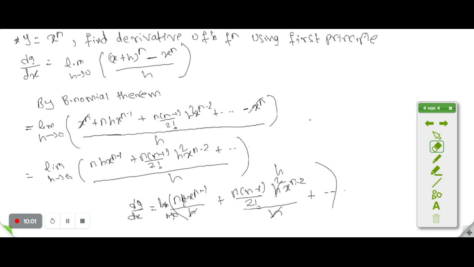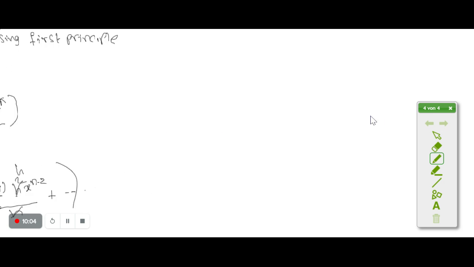Right? So I'm going to go to the next slide and continue with the sum I left here. So what was there? dy/dx is equal to the limit as h tends to 0 of n x raised to n minus 1 plus, let me go back to the slide, okay, n into n minus 1 divided by 2 factorial. Remember that from h squared, one h was cancelled, so I'm going to keep that, into x raised to n minus 2, and this will go up to the n terms.